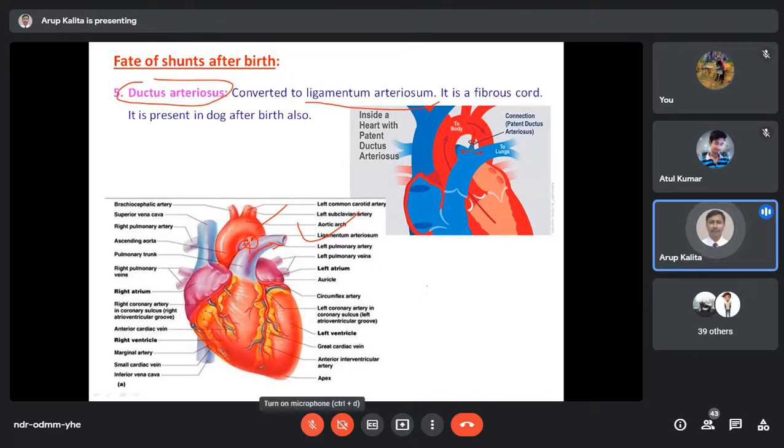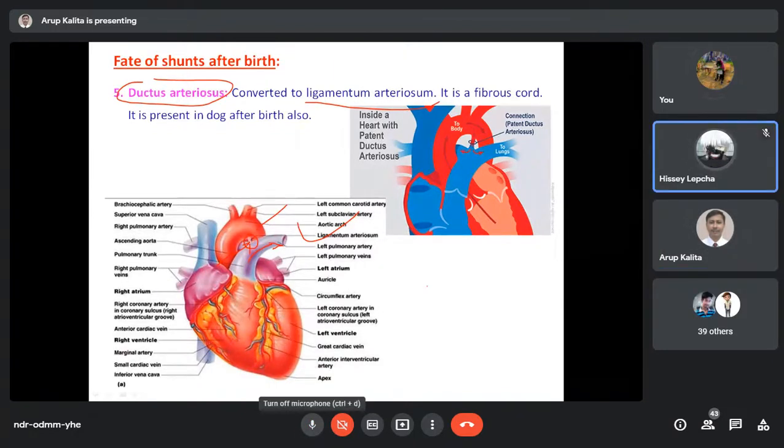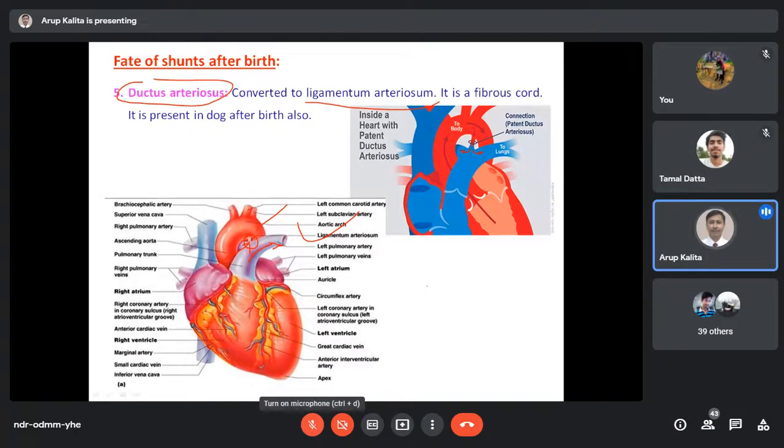Ductus arteriosus. Have you seen it in the heart or not? You have seen the heart practically in our practical classroom, isn't it? No, sir. You will be able to see this ligamentum arteriosum in the adult position. In the young one, in the fetus, it is called ductus arteriosus, and in the adult it is called ligamentum arteriosum. This is all about this class.